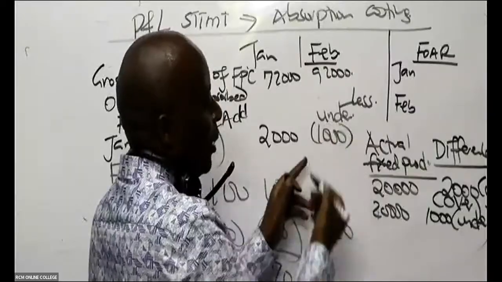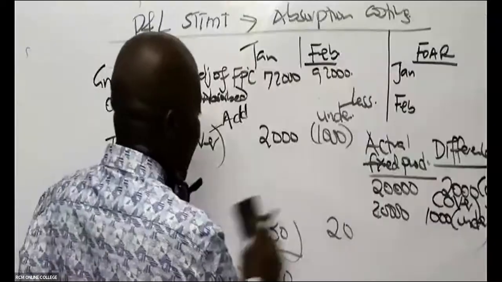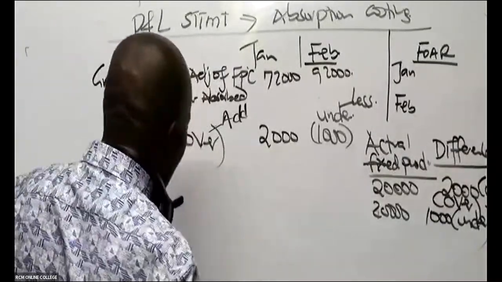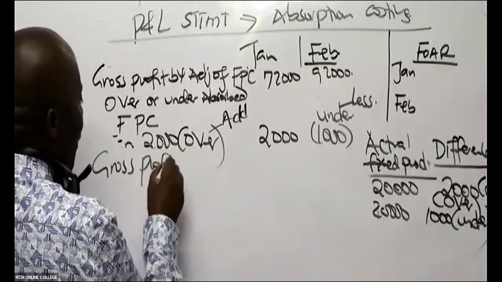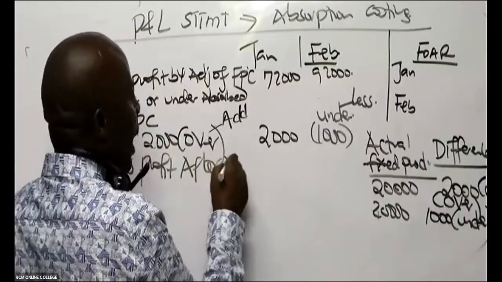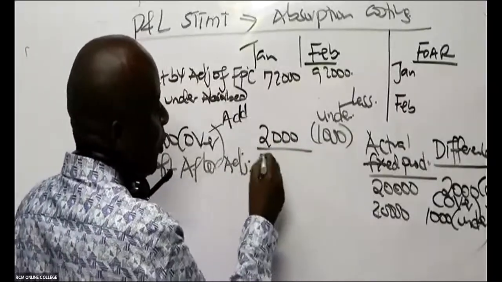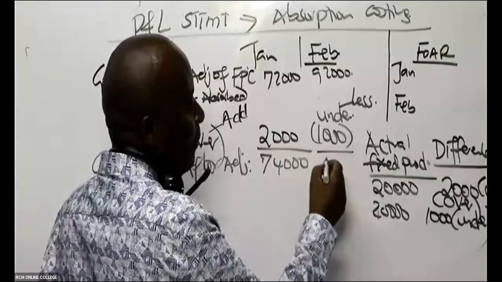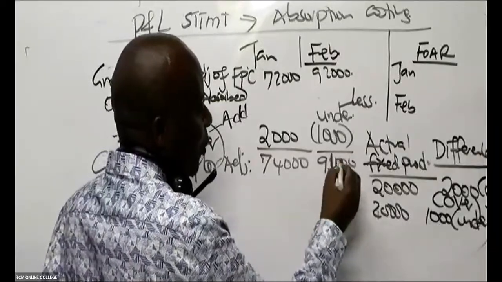So you put this in the brackets. Then at the end of the day, what figures are we getting as our proper gross profit? This is after the adjustments now. You can either just write it as gross profit or say gross profit after adjustments. So after adjustments, this will be 74,000. And this will be what here, somebody? 91,000, like that.